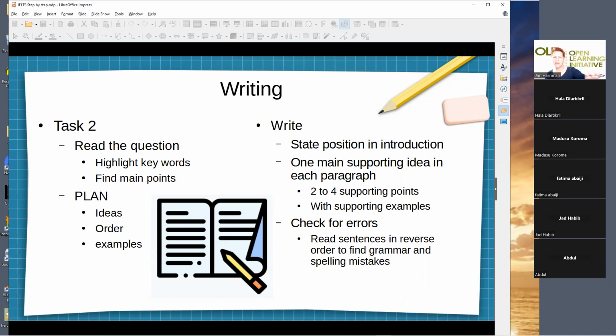So the magic of this: you've got 40 minutes to write this essay, 5 minutes to plan it, 30 minutes to write it, 5 minutes to review it and correct and make sure that it's perfect. If you spend that 5 minutes planning and ordering what you write, the process of writing is going to be so fast.